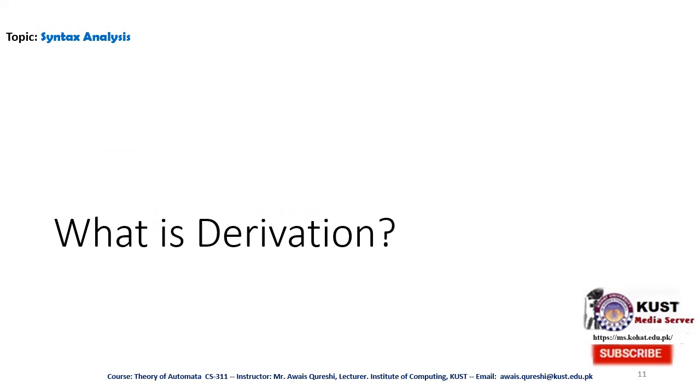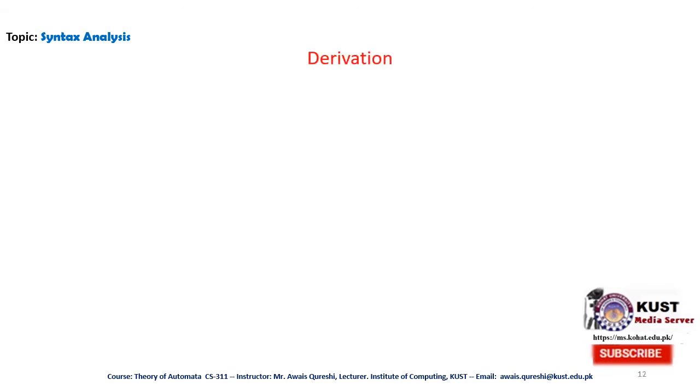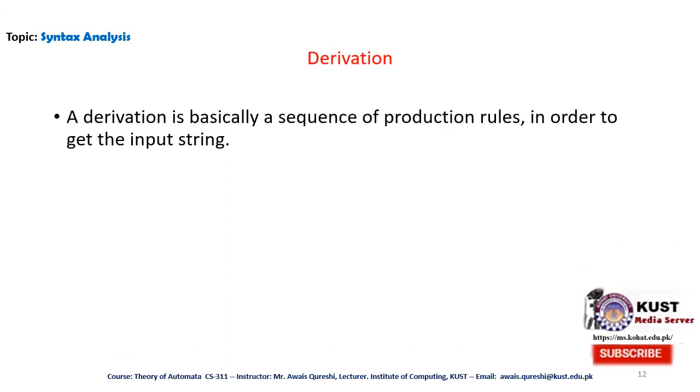There is another concept in syntax analysis which is called derivation, and this concept of derivation is very relevant to parse trees. So let's see what this concept is. What is a derivation? A derivation is basically a sequence of production rules. The first point is that a derivation is a sequence of production rules in order to get the input string. With the help of those production rules, we can get the input string.